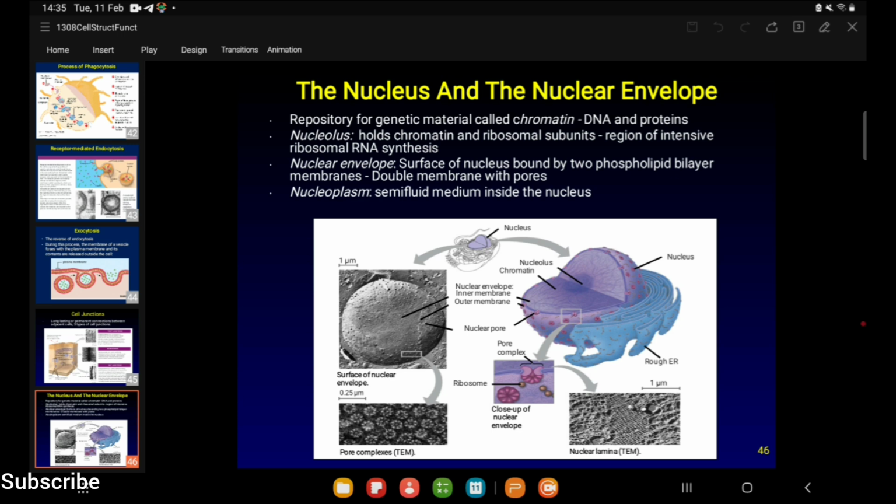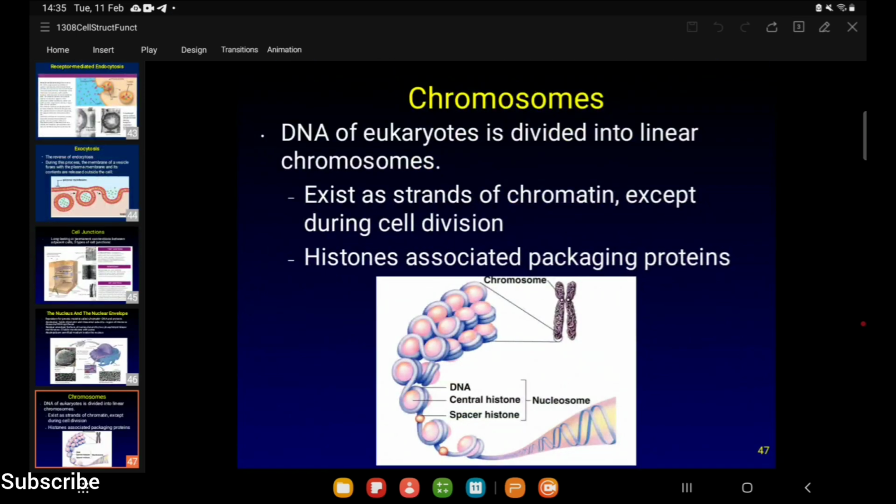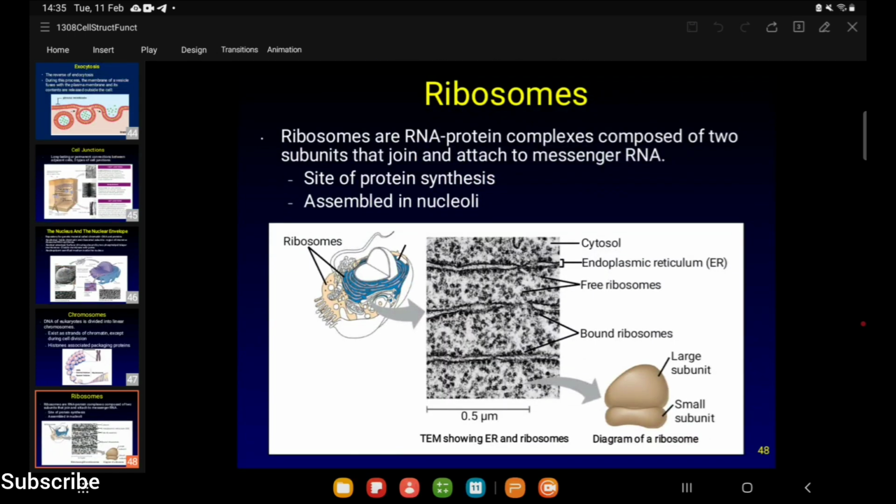And the next one is the nucleoplasm. The semifluid medium inside the nucleus is nucleoplasm. Next is the chromosomes. DNA of eukaryotes is divided into linear chromosomes, which exist as strands of chromatin except during cell division, with histones as associated packaging proteins. Ribosomes are RNA protein complexes composed of two subunits that join and attach to messenger RNA, the site of protein synthesis, assembled in nucleoli.